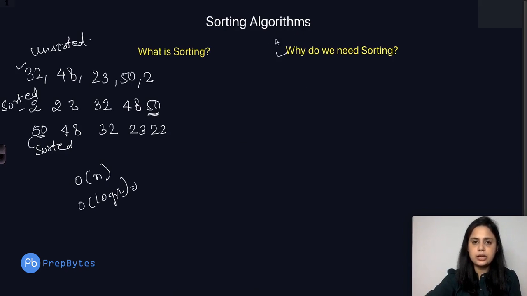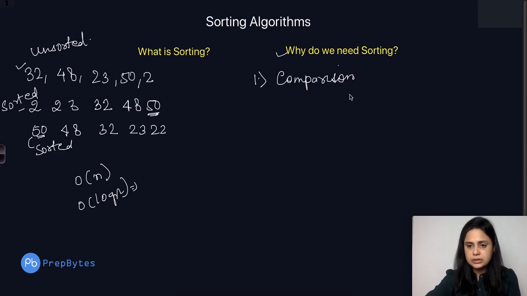So basically, sorting algorithms are classified on certain bases. Let's see what that is. The first one is comparisons. There are two kinds of sorting algorithms: number one is comparison based, number two is non-comparison based. Comparison based algorithms you can think of as bubble sort, merge sort, insertion sort, selection sort. A non-comparison algorithm is counting sort. We are going to talk about all of these algorithms.